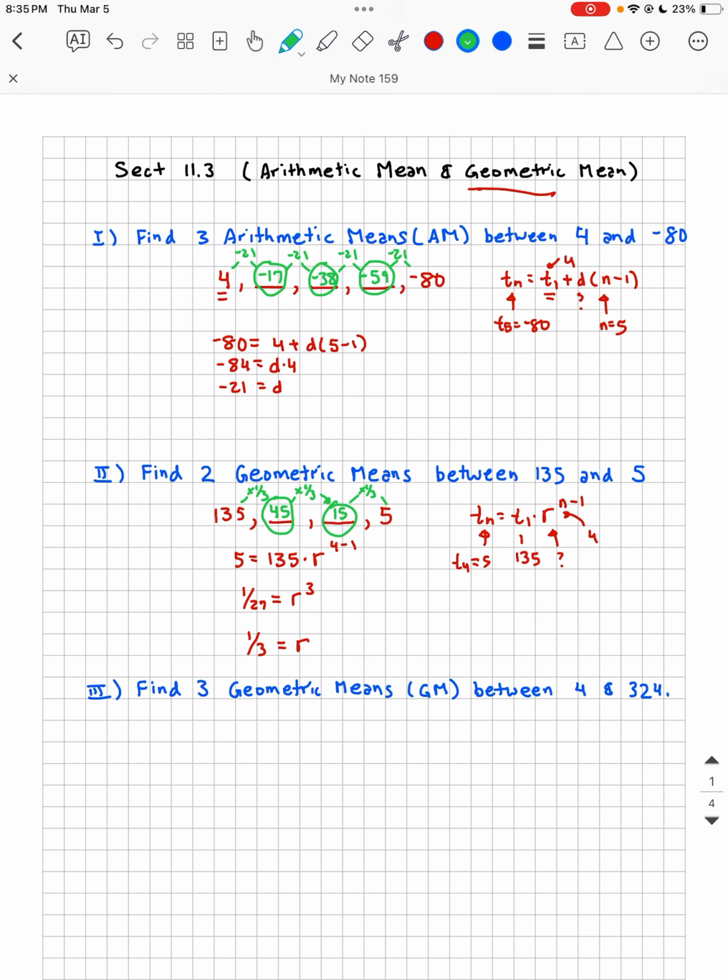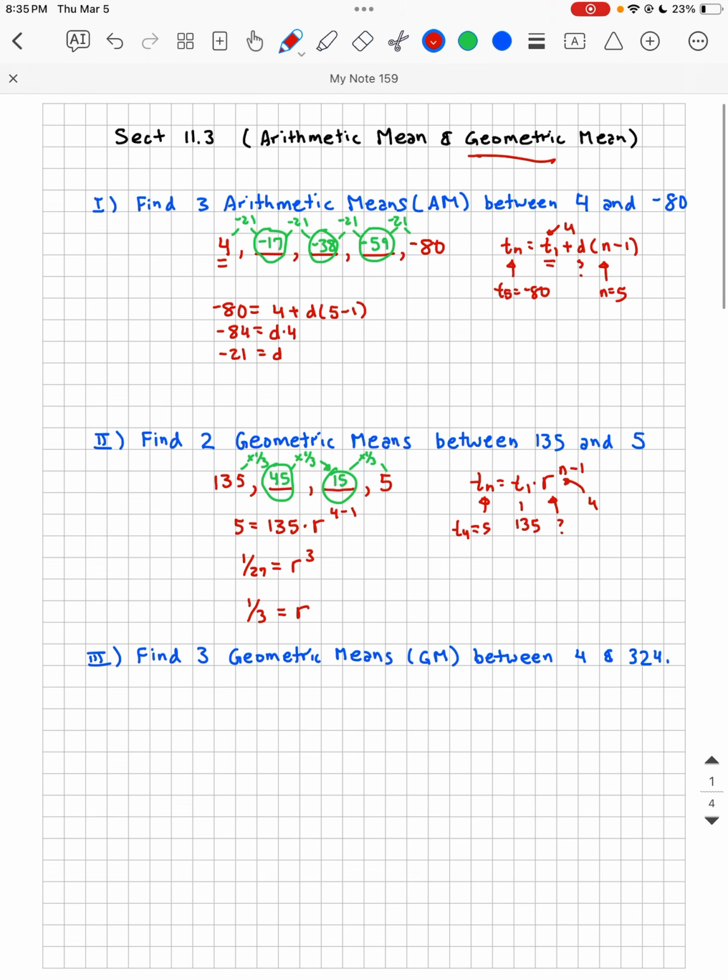For the last one over here, find 3 geometric means between 4 and 324. Now you might think to yourself, okay, well, it's not that different from the previous problem. It's just that it's probably a little bit bigger. But in turn, there is something very unique about this one, and that's why I want to go over it. So write it out once again, right? So we're going to go ahead and say 4, comma, question mark, comma, question mark, comma, question mark, and then we have 324. So same as before, we'll go ahead and refer to the geometric sequence equation.